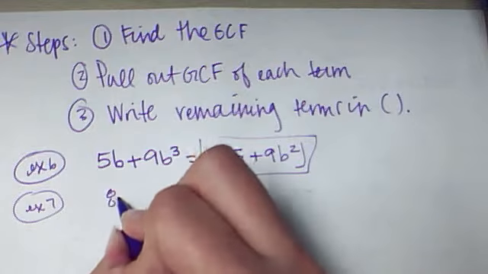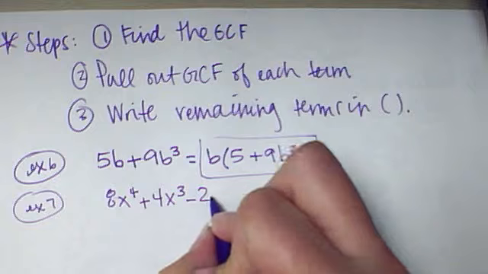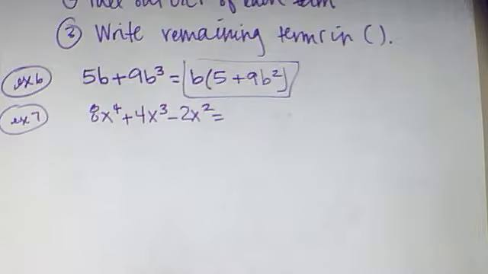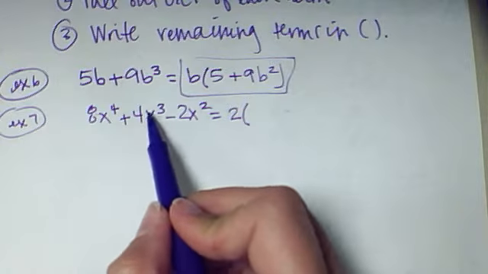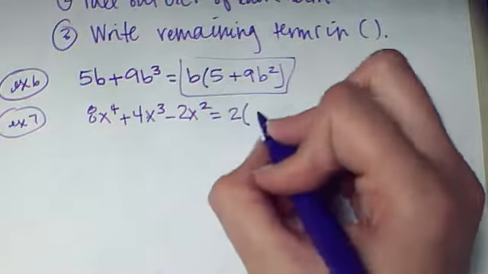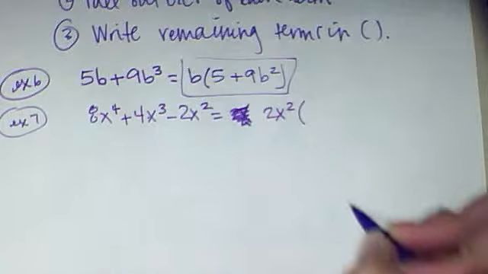Let's try just a few more. If I have 8x to the fourth plus 4x to the third minus 2x squared. Okay, as far as the numbers go, what goes into 8 and 4 and 2? That's 2. What goes into x to the fourth, x to the third, and x squared? Well, there are 4, 3, and 2. The most they have in common is 2. So I have 2x squared. That's the most they have in common.